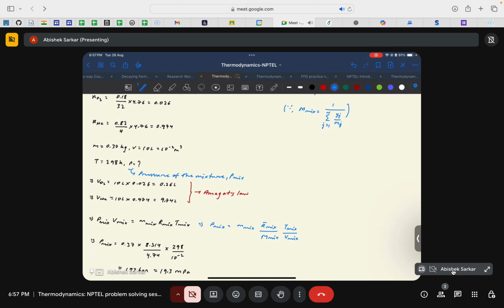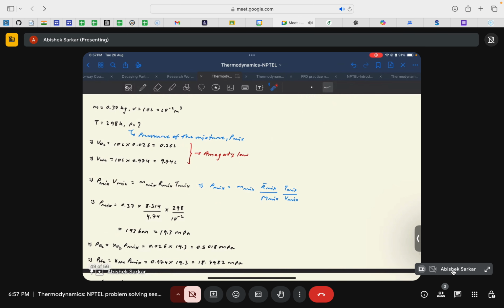So V is taken here, and R I have represented as R bar by M. Now if you substitute the value of all these things in this equation, M mix you already know, it's 70 grams plus 300 grams or 370 grams, so 0.37 kg. So we substitute all these values here. 0.37 times R bar is 8.314 in terms of kilojoule per kilomole per kelvin, then kg per kilomole.